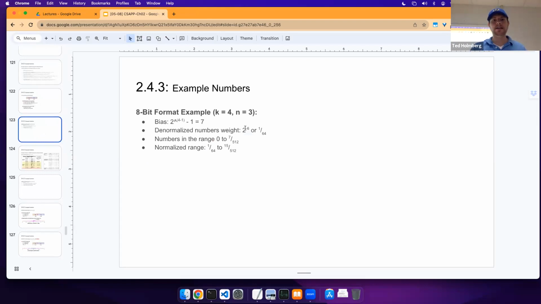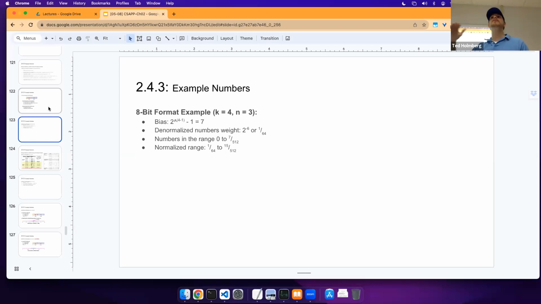And then bias. And then if I were to compute that, I can see that for our denormalized numbers, those are the ones that approach 0, right? Those are the ones that are as close to 0 as possible. I can get as precise as 1 to the power of 64. And how do I get that?